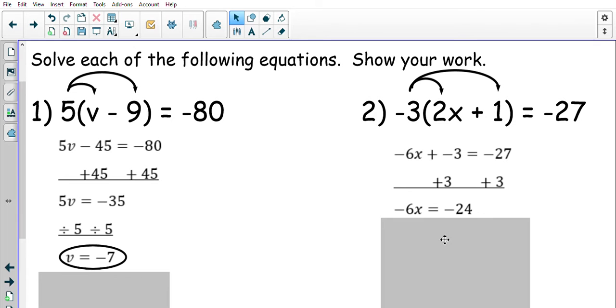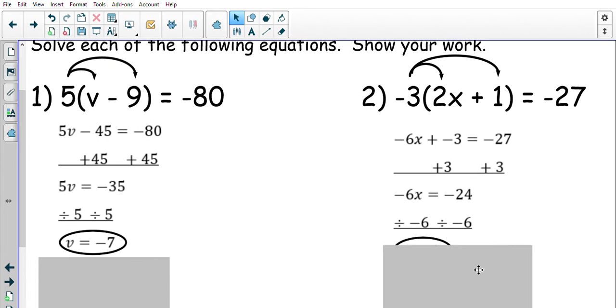Now we're going to divide both sides by -6. That's the inverse of multiplying by -6. We will get a solution of x equals 4. -24 divided by -6 is +4.